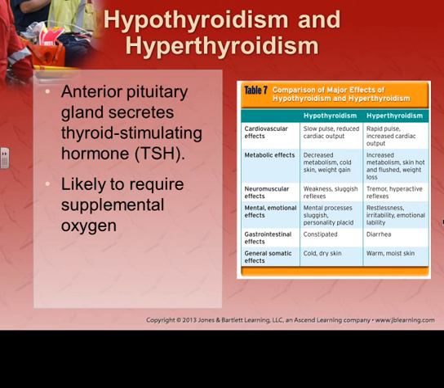Hypo and hyperthyroidism. The anterior pituitary gland, it secretes TSH. TSH is thyroid stimulating hormone. What is that going to stimulate? The thyroid, right? It's going to stimulate the thyroid to release thyroid hormones. Y'all could have said that and been right. Right? But is that the most right answer? Maybe.